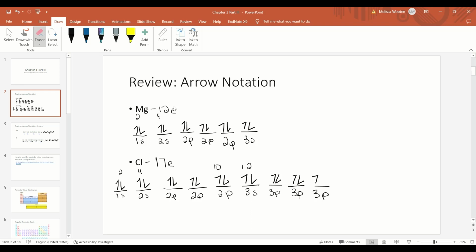Alright. And so counting the number of arrows that you have helps you keep track, and if you don't have the right number of arrows, then you know you need to go back and redo your problem. So 14, 16, and then this is 17. And so let's check our answer.